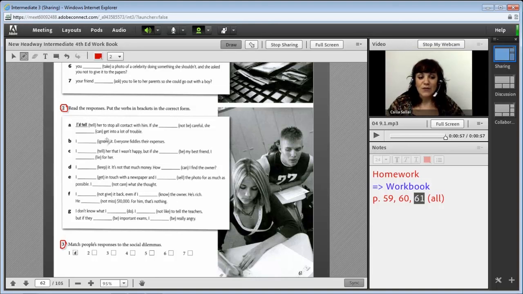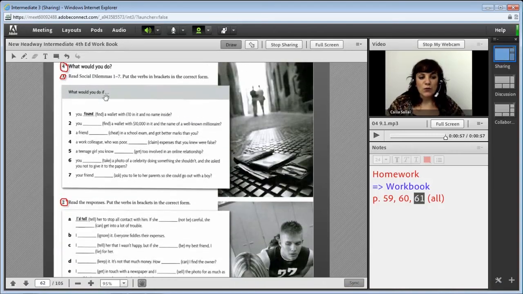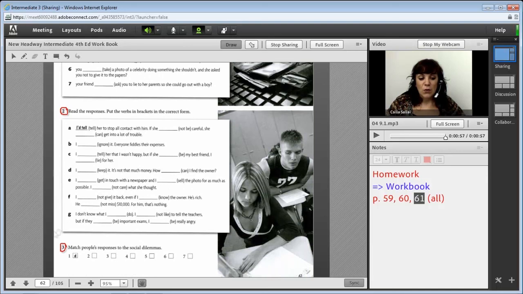People's responses to the social dilemmas. What does that mean? For example, 1D. So social dilemma number 1. What would you do if you found a wallet with £10 in it and no name inside? And according to the example, 1D, I keep it. It's not that much money. Or, I find the owner. I'm not going to help you to complete this sentence, but that would be the response to that social dilemma number 1. Okay, so have fun with it.